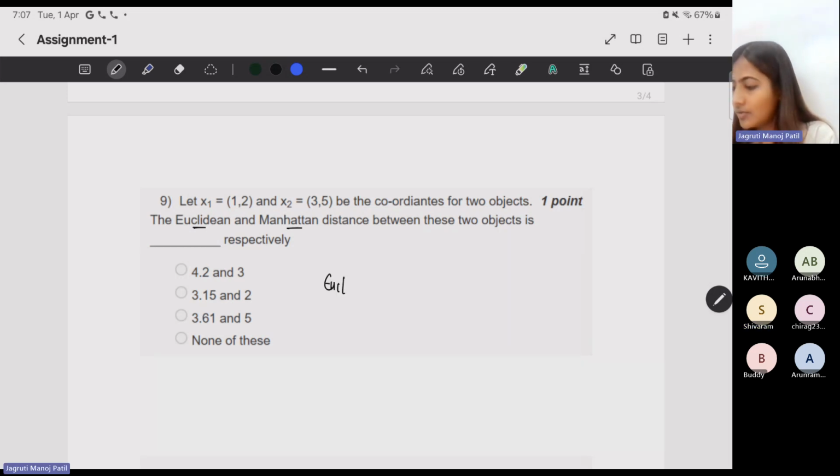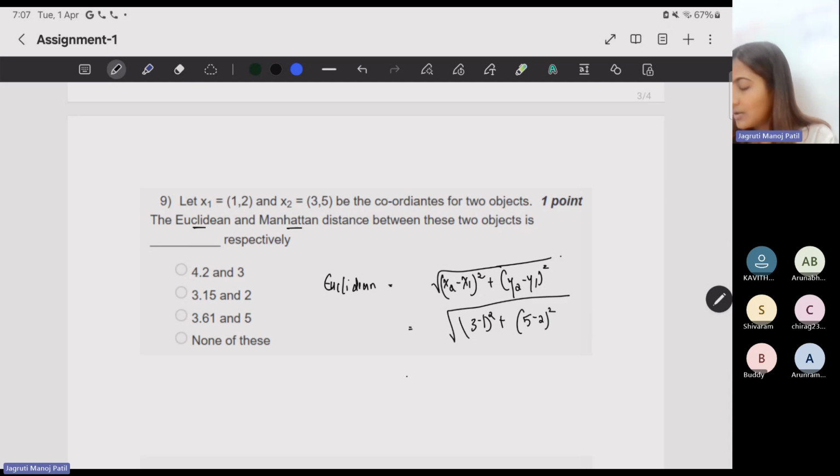So for Euclidean, how you do is you take the difference between the two values. So you do (x2 minus x1) whole square plus (y2 minus y1) whole square. So what values do you have over here? You'll have (3 minus 1) whole square plus (5 minus 2) whole square, right? So you have 2 square plus 3 square, 9, so that is square root of 13. Probably the answer is 3.61, square root of 13 gives you.